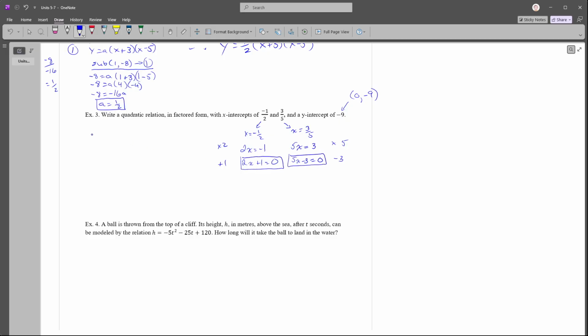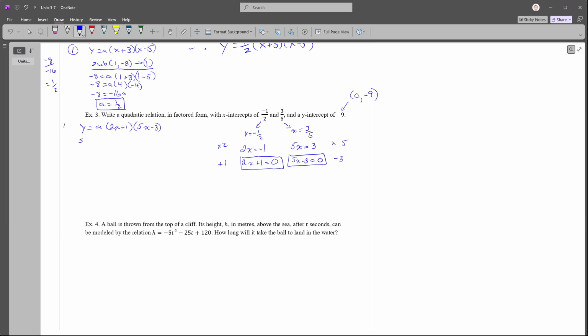So if we write out our equation, we have y is equal to a, who knows what that is, times our first term, which is 2x plus 1, times our second term, which is 5x minus 3. Great. And now we just need to solve for a. How do we do that? The same way we've been doing the other time. Just substitute our value in.